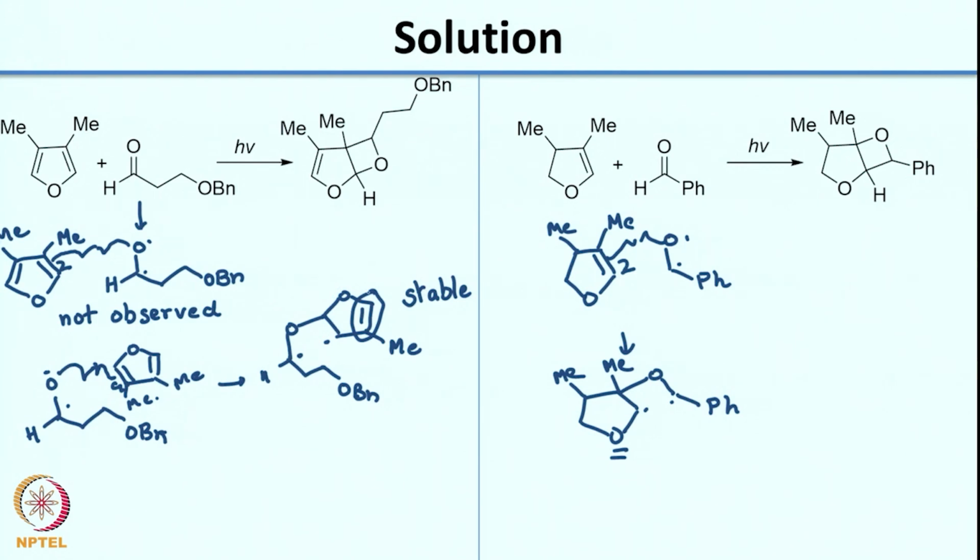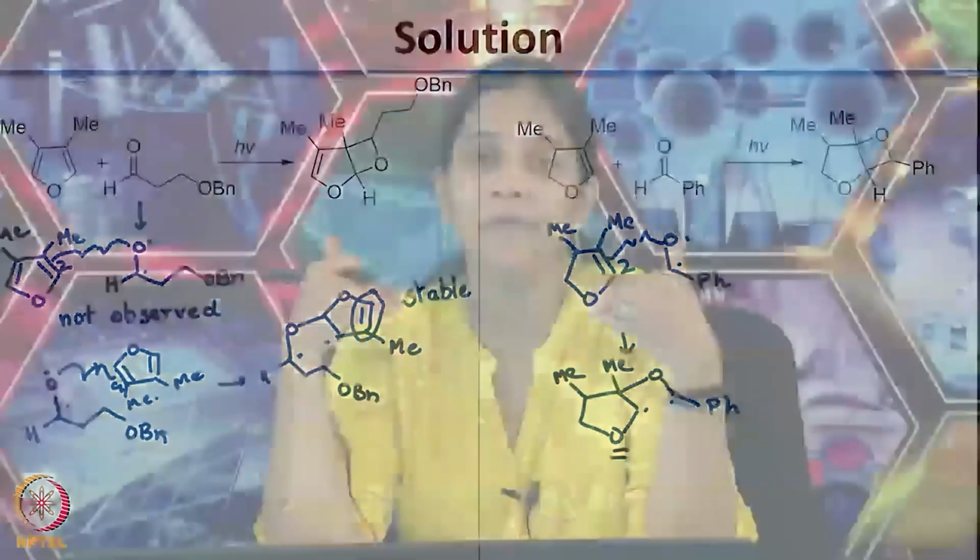So, what you can see is a very small change in the starting material or the reactant has a pronounced effect on the regiochemistry of the product, and this you can understand mechanistically by drawing the intermediate and seeing which gives you a more stable radical.